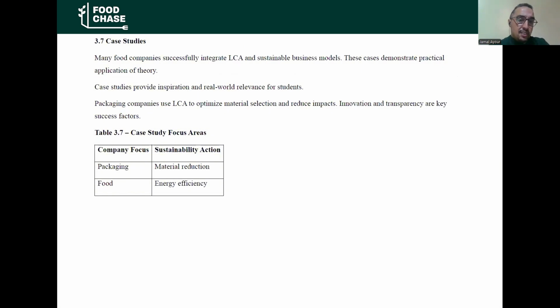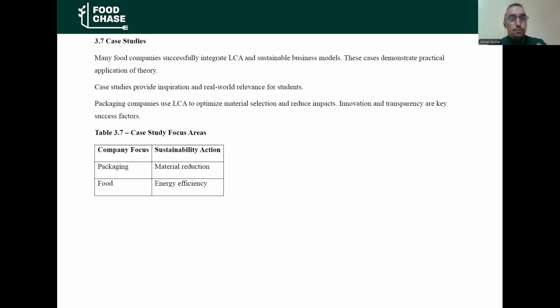About case studies, many food companies successfully integrate LCA in their process because there are a lot of advantages to this approach. This case demonstrates practical application of theory. Case studies provide inspiration and real-world relevance for students. We will talk about this in the practical section at the end of our course, with some case studies to apply the LCA.